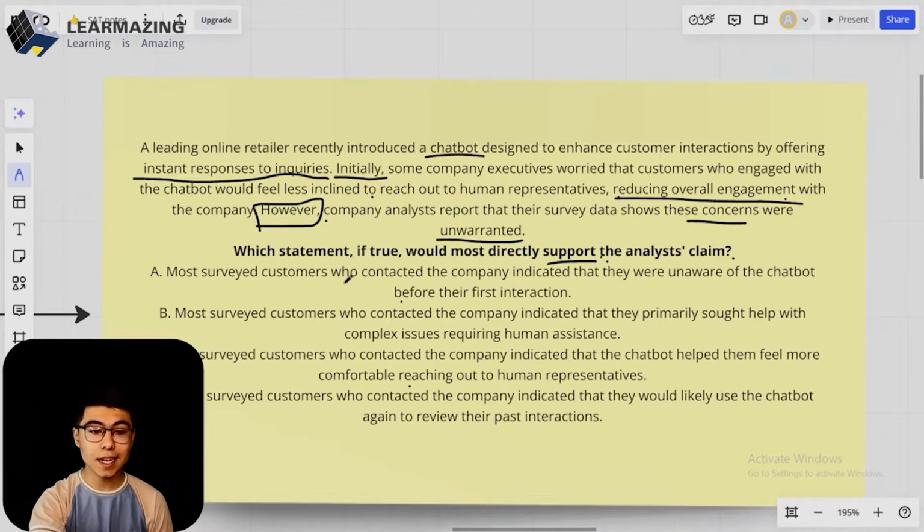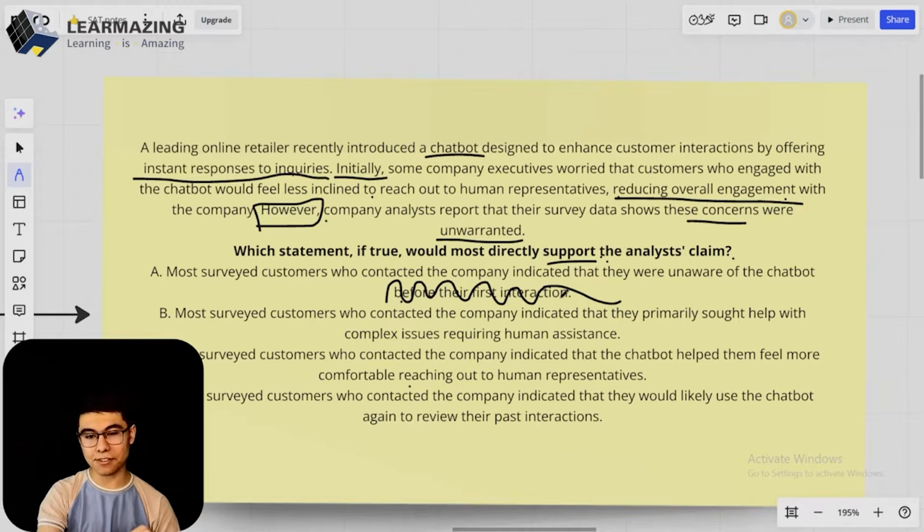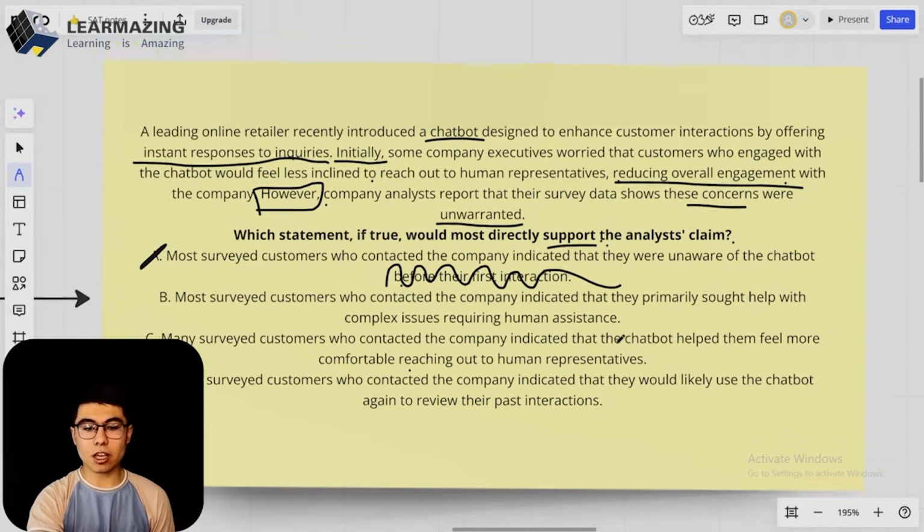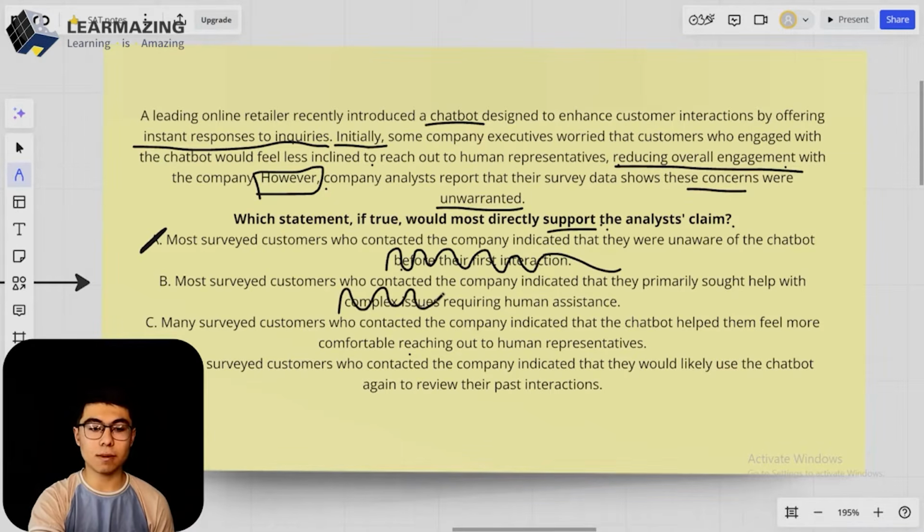Now let's look at the choices. Choice A: most surveyed customers who contacted the company indicated they were unaware of the chatbot before their first interaction. This is not something that is stated, and we don't really care whether they were aware of the chatbot before or after the first interaction. That's why choice A is wrong. Now let's look at choice B: most surveyed customers who contacted the company indicated that they primarily sought help with complex issues requiring human assistance. Well, there's nothing about complex or simple issues. That's why we can eliminate choice B.